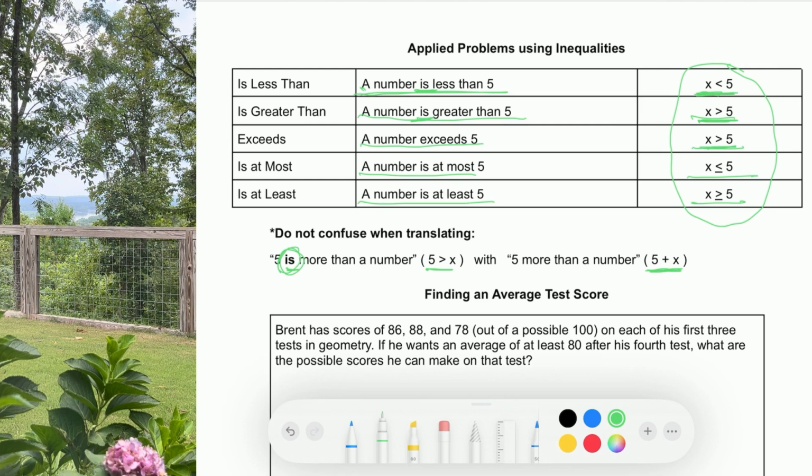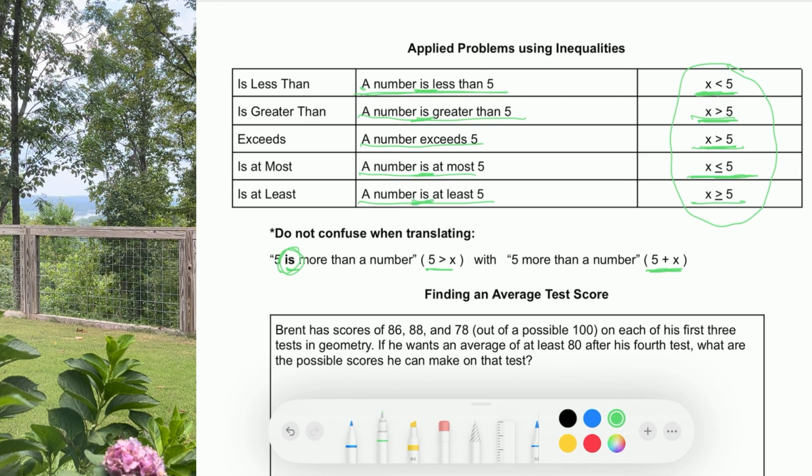The next one has a number is at most 5. So x is less than or equal to 5. Can't go over 5. So that's where it says at most. That means 5 is the highest number it can be. So when you write your answer, you're going to write x must be less than or equal to 5. It can't be more than that.